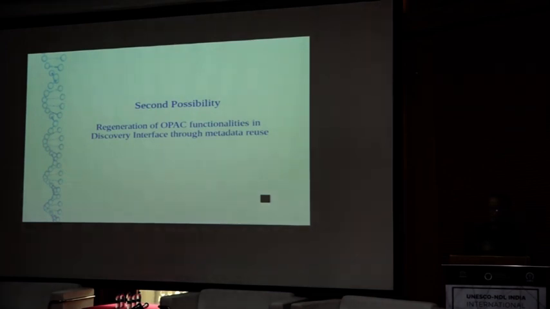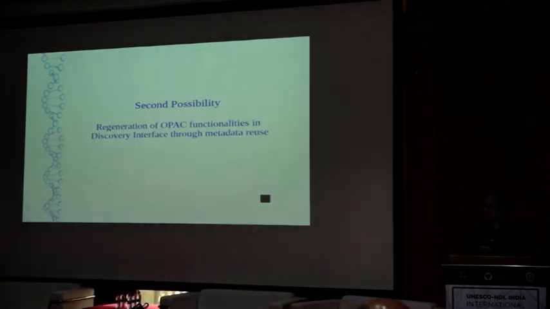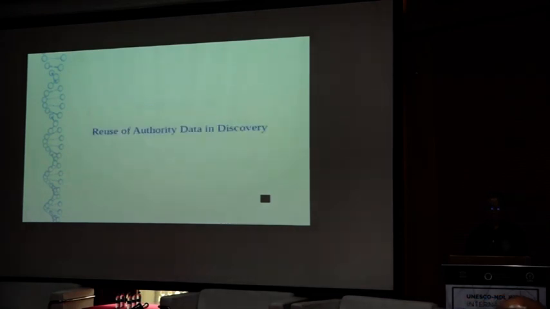The second challenge is that most of the discovery systems, I can show you, are lacking minimum OPAC functionalities. In a library OPAC, you search a book, you reserve that book, you hold that book, you issue that book. If self-renewal is available, a lot of things you can do from the OPAC interface, but not from the discovery interfaces. I'll show you.